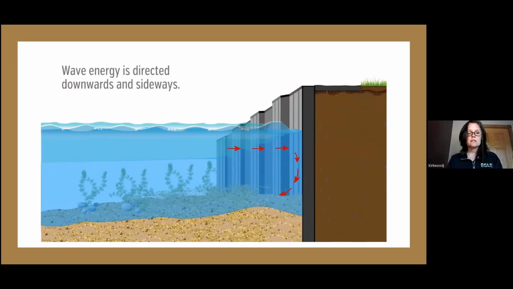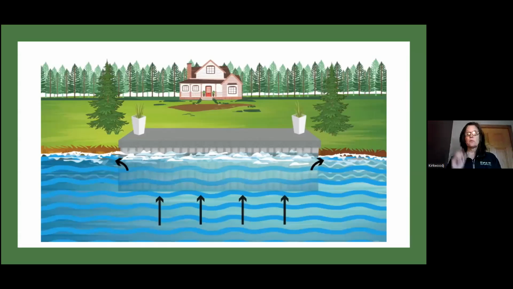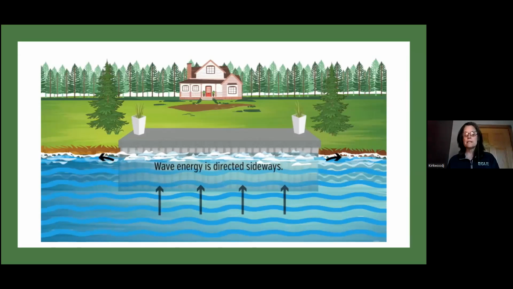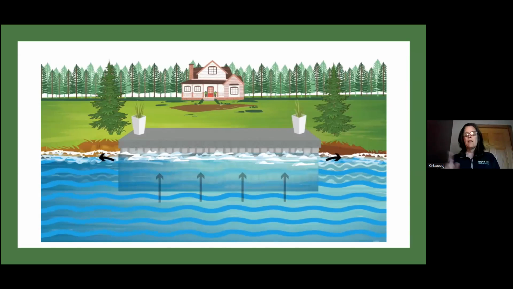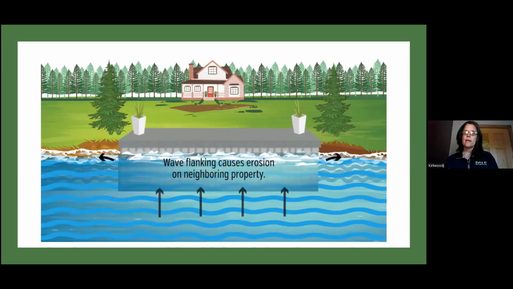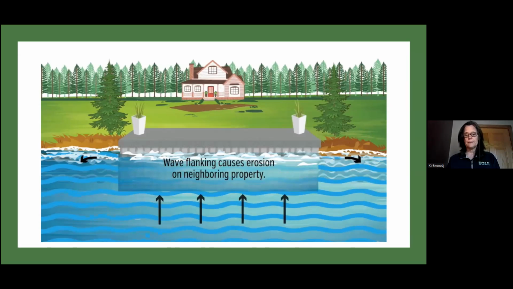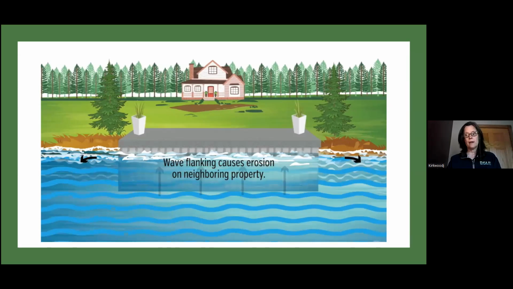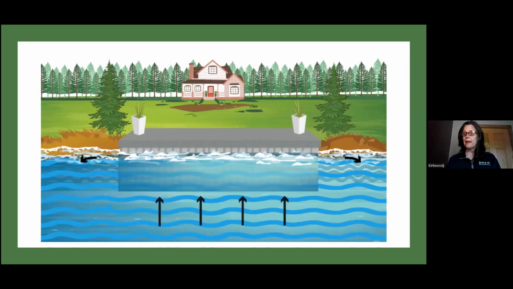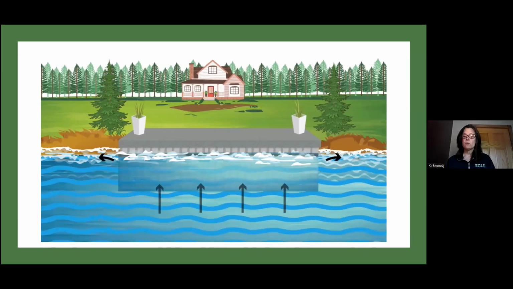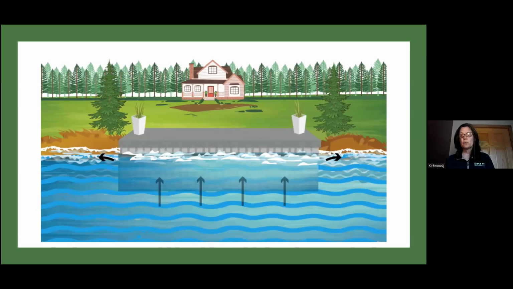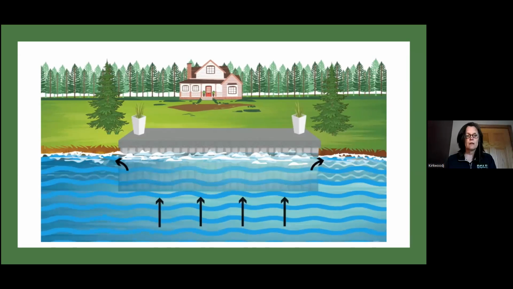The next thing too is wave flanking. The energy is directed downward as well as directed sideways. So if you put in a seawall or your neighbor puts in a seawall, the waves are going to flank off that seawall and cause erosion on that neighboring property. So then it elicits, hey, I need a seawall too. So the amount of seawalls keeps growing and growing when in fact, you really didn't need one in the first place. So the biggest thing with seawalls is prevention.